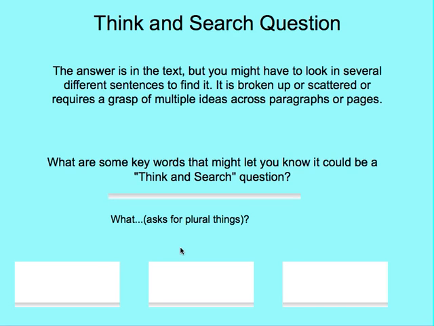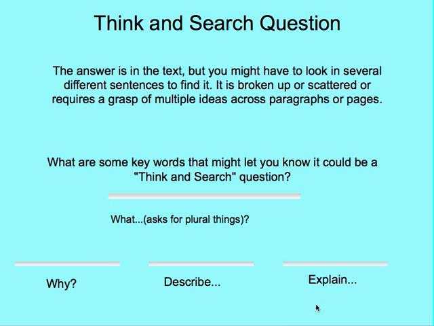So what are the steps for making brownies? Or what are the things that made Alexander have a horrible, no good, very bad day? Notice it's asking for more than one thing. These are also questions where they're asking you to explain why, to describe something, or explain something. All of these would require more detail in the answer, so you know you're probably going to need a think and search question.